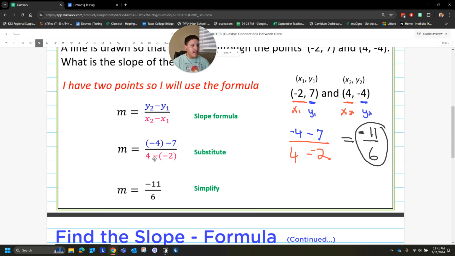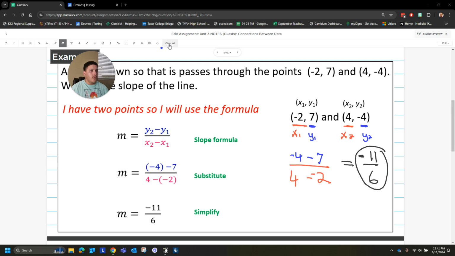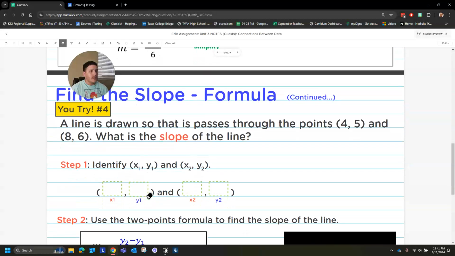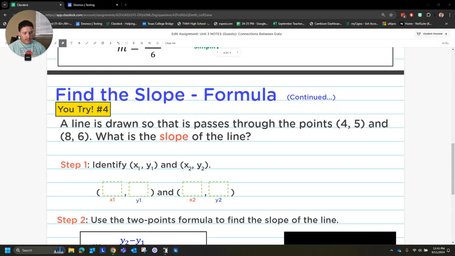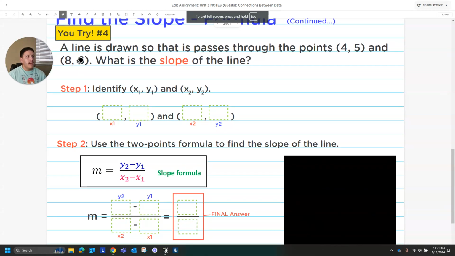And here is me showing y'all the work that I have on the slide. So that's it for this example. There's your answer, negative 11 over 6. Okay, now it's your turn. You try number 4. A line is drawn so that it passes through the points (4, 5) and (8, 6). What is the slope of the line?